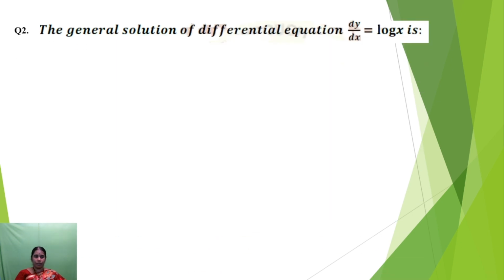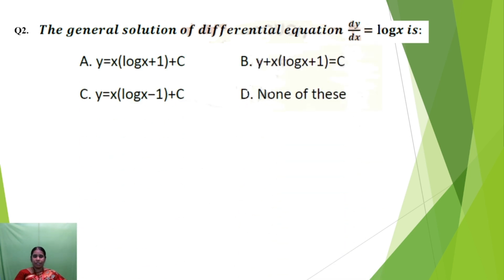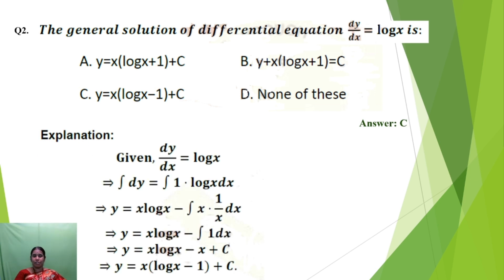Next, question number 2. The general solution of the differential equation dy by dx equal to log x is dash. They are asking about the general solution, either A, B, C or D. But our answer is C. Explanation. Given dy by dx equal to log x. On separating, dy is nothing but log x into dx.